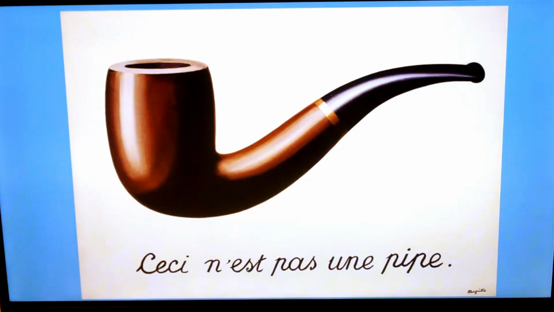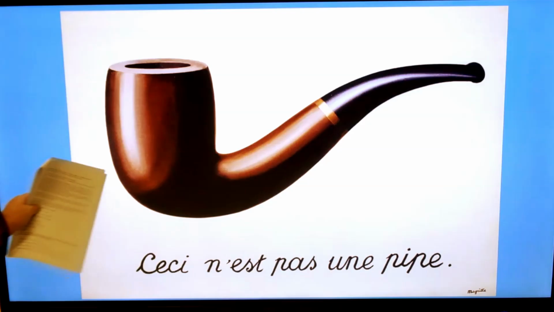Ceci n'est pas une pipe. Ceci is the French for this here. This here isn't a pipe. And the kind of philosophical meaning behind that is obviously this is a painting of a pipe. So it's not actually a pipe.